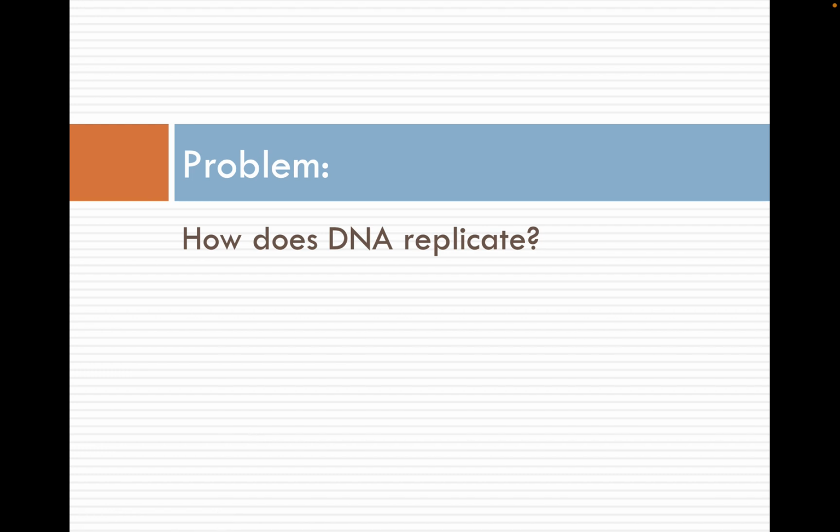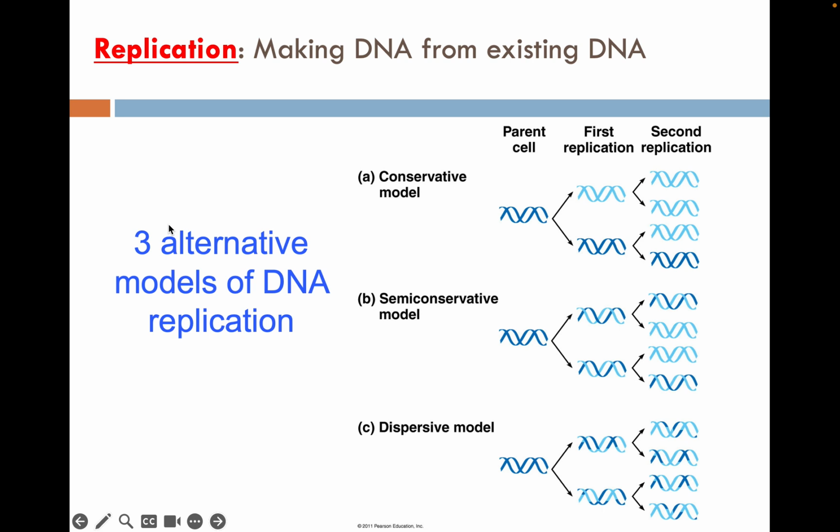All right, so we know that every cell has DNA, right? But when cells divide, how do we get more DNA for each cell? How does DNA replicate or copy itself? Well, this is super cool. So, making DNA from pre-existing DNA.